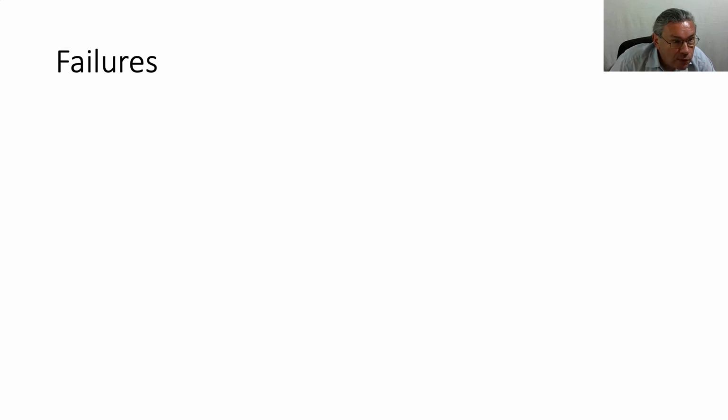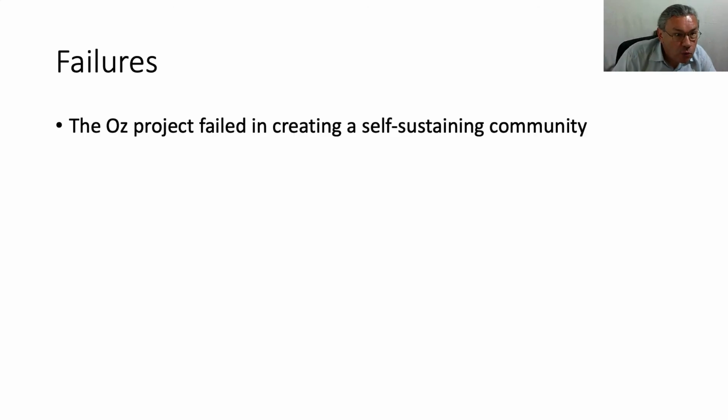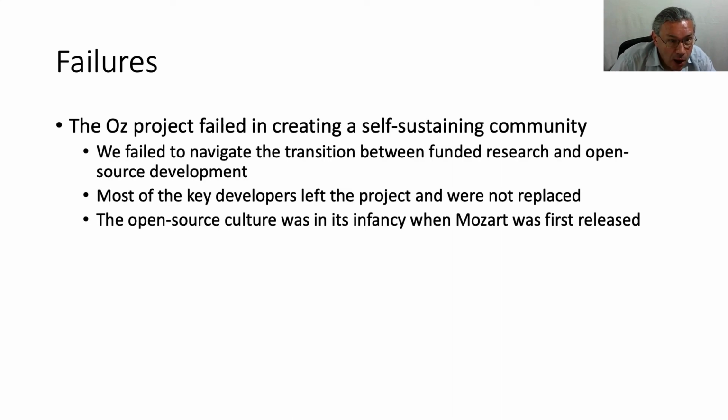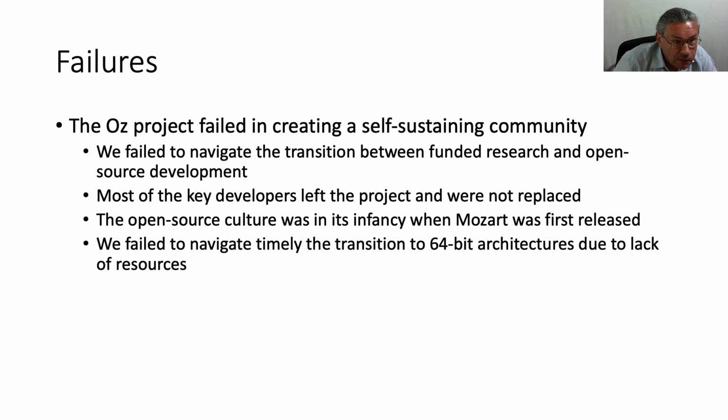So now, looking back, we noticed that we failed in creating a self-sustaining community. After 2009, the community dropped. And the reason is that we failed to navigate the transition between funded research and open source development. Most of the key developers left the project and were not replaced. Open source culture was in its infancy when Mozart was first released, and we did not realize how to manage that.